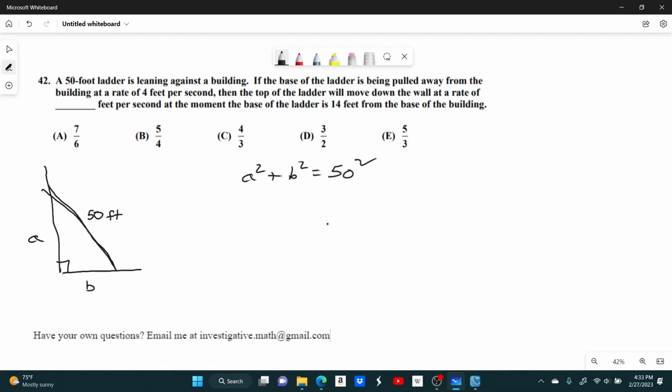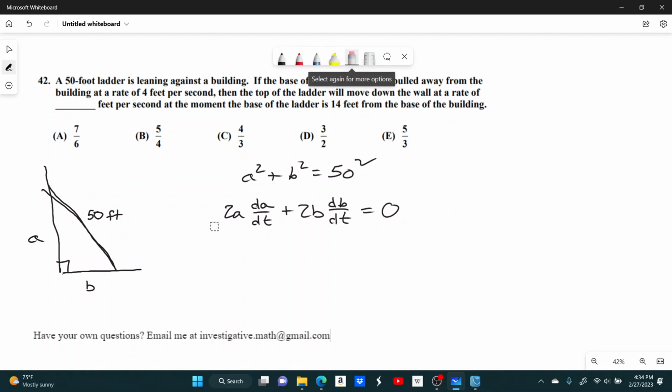So now I'm going to take the time derivative of both the left and right hand side. The derivative of a squared with respect to time would be 2a, and then always remember to multiply by your dA/dt. Because you're taking the time derivative, but a is not time, you have to multiply by this little factor out front. And then the derivative of b squared is very similar, so it's plus 2b times dB/dt. And the derivative of the constant is always just going to be 0.